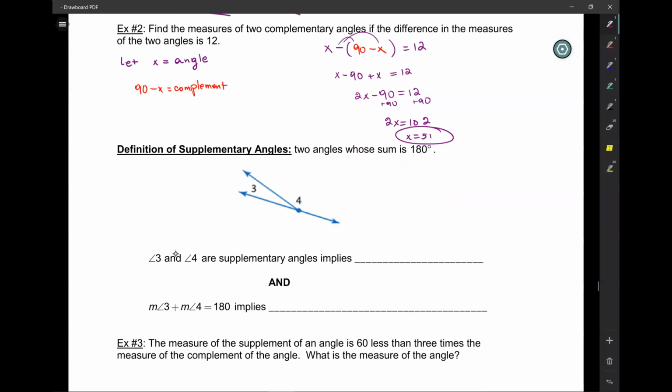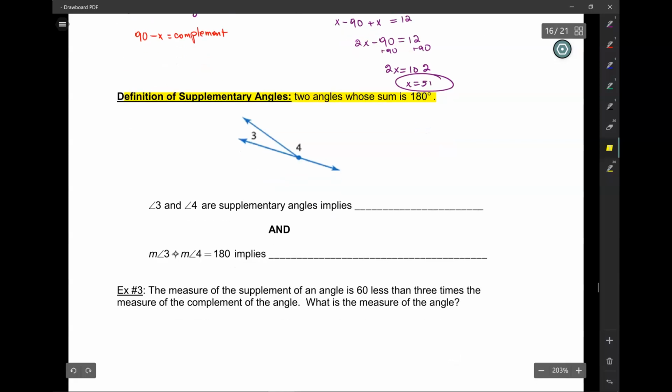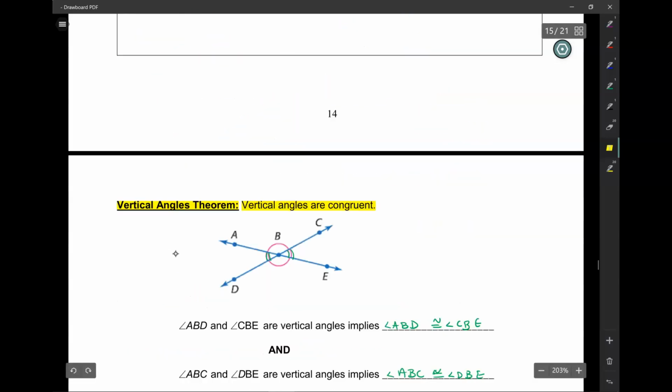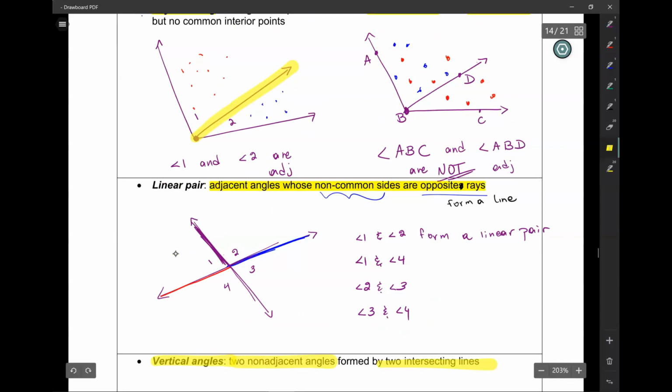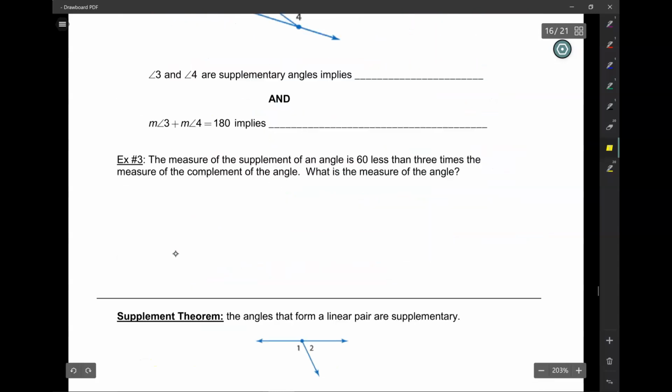Okay, now, if two angles can add up to 90 and be complementary, well, then they can add up to 180 and they're supplementary. So supplementary angles are two angles that add up to 180. Look at angle 3 and angle 4. Do they add up to 180? Yeah, they form a straight angle. They're also a what? We learned before. A linear pair. Okay.